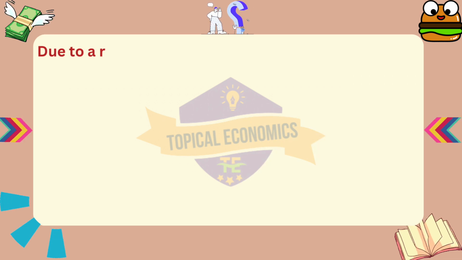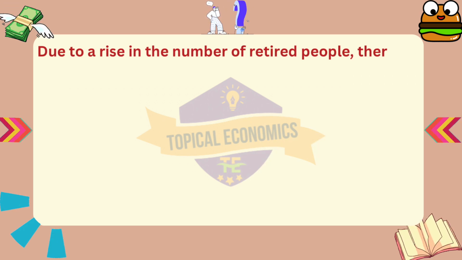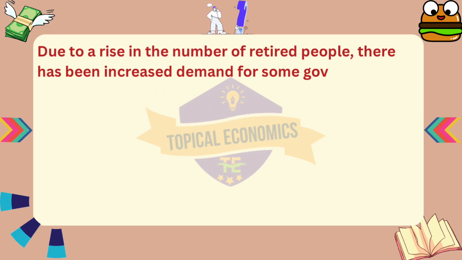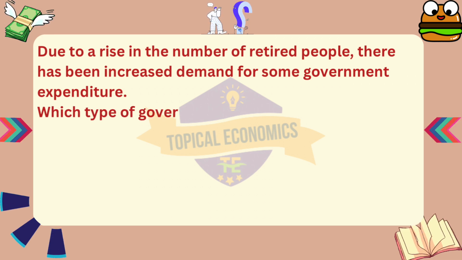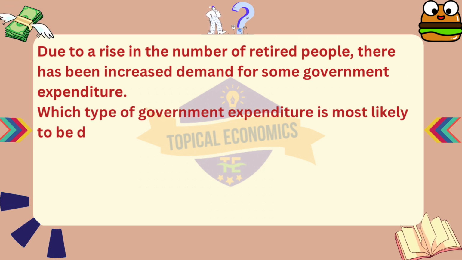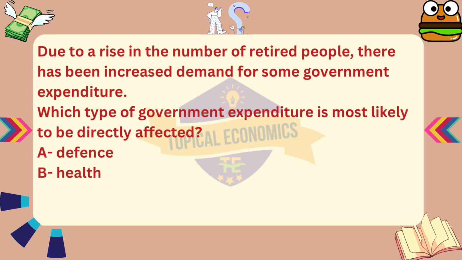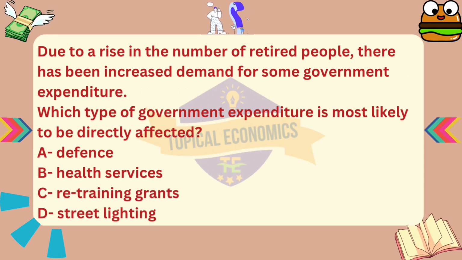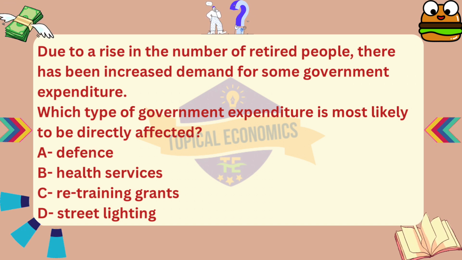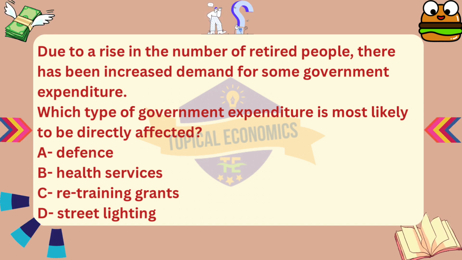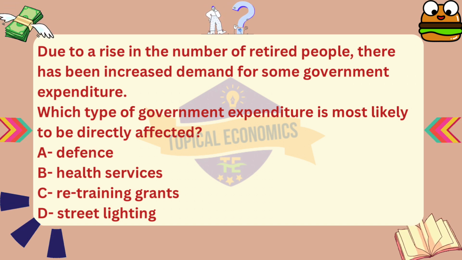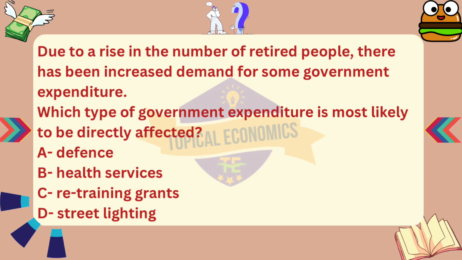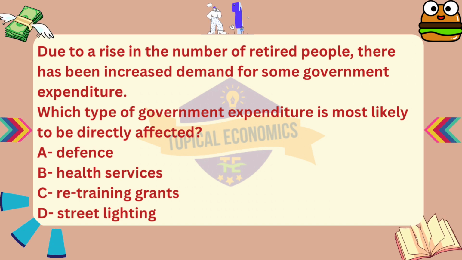Moving to question 13. Due to a rise in the number of retired people, there has been increased demand for some government expenditure. Which type of government expenditure is most likely to be directly affected? A. Defense. B. Health services. C. Retraining grants. D. Street lighting. Reference, 2020 October-November version 3. The correct answer for this question is option B, health services.